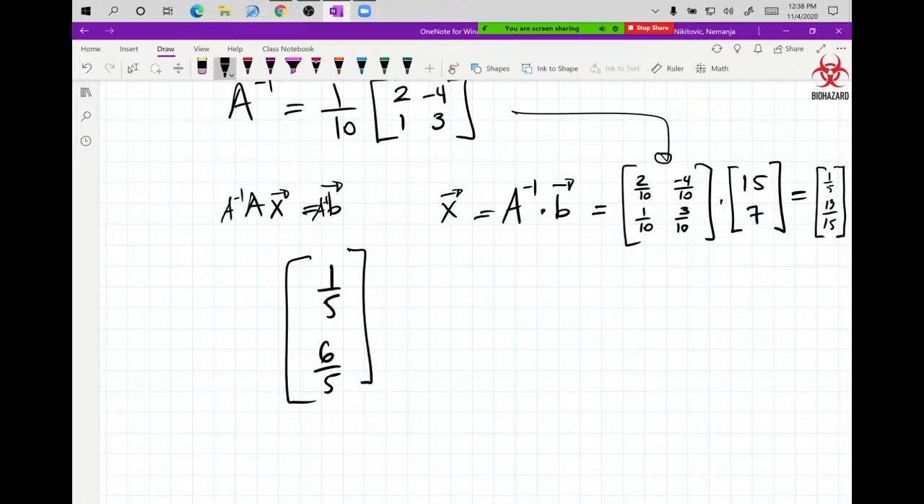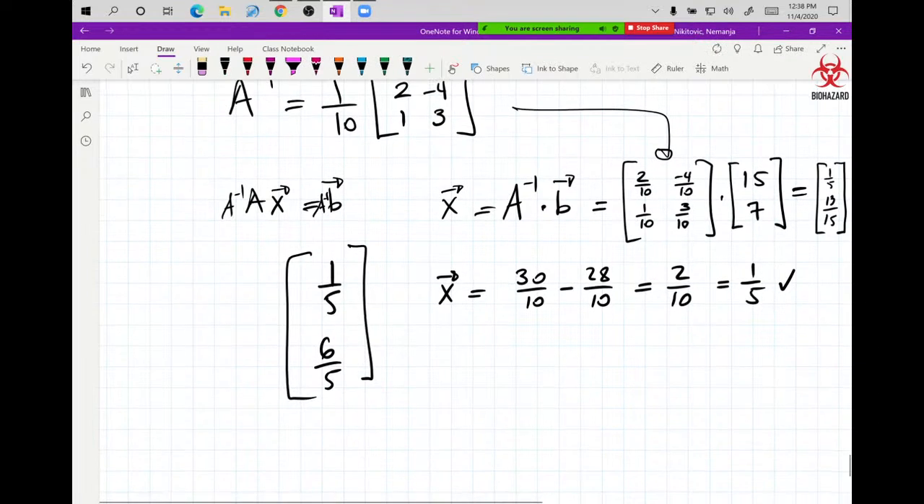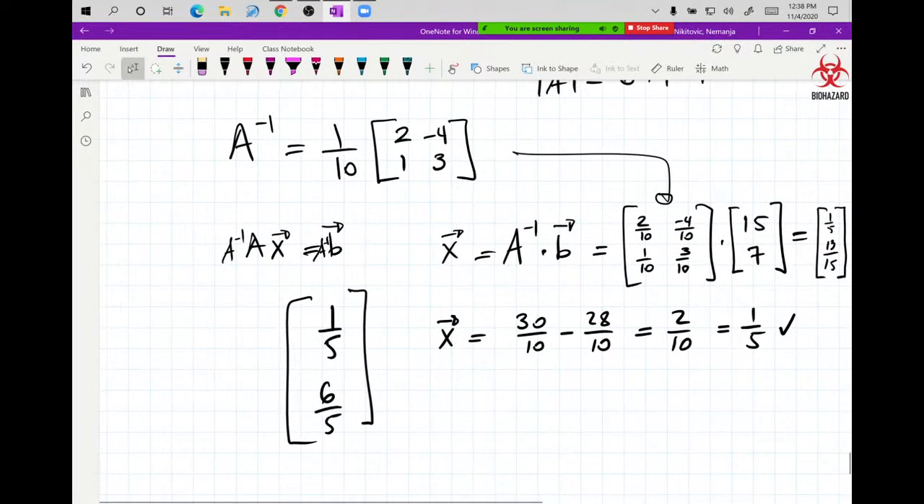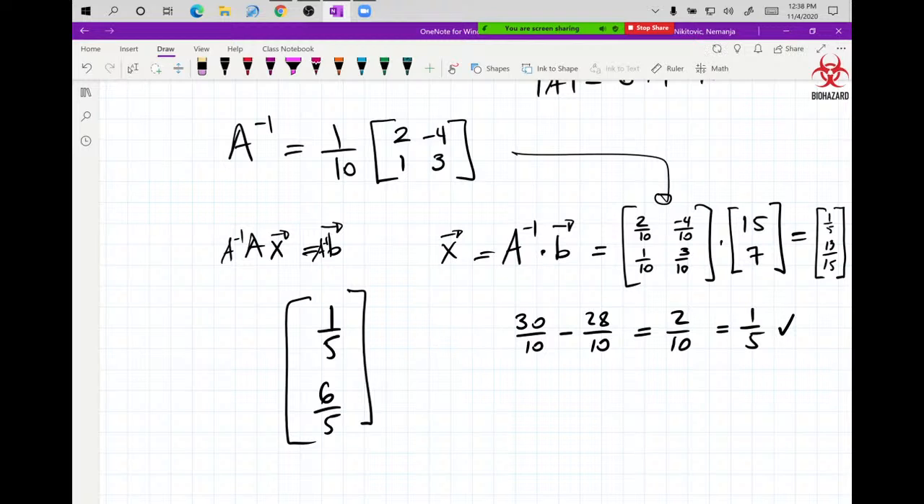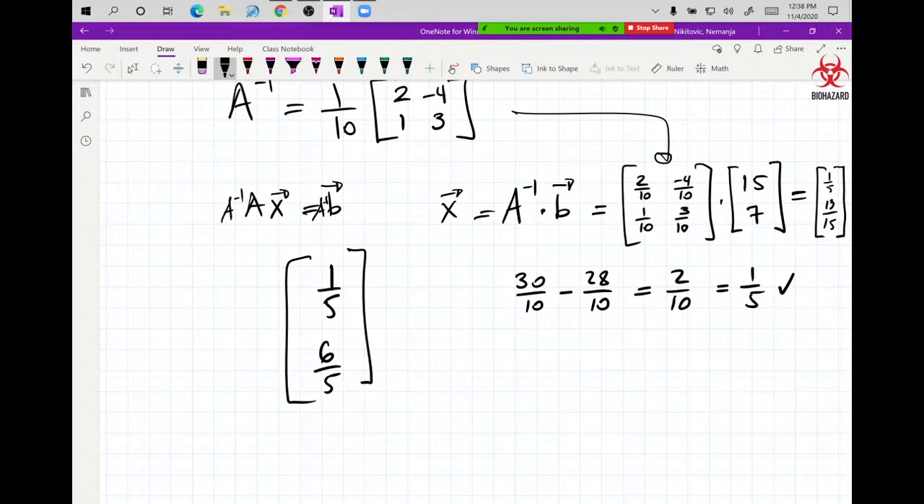All right, so let's check that. That would be great if it is. So we have 15, so that's 30 tenths, minus 28 tenths, which gives us 2 tenths, which is 1/5. I agree there. And then I have 15 tenths plus 21 tenths, which gives me 36 tenths.